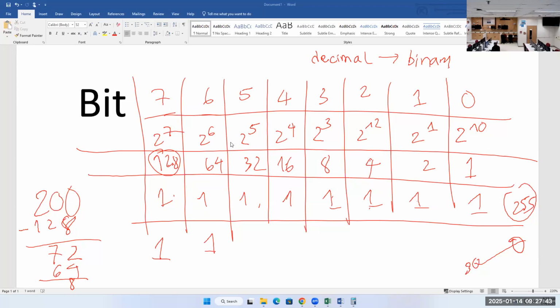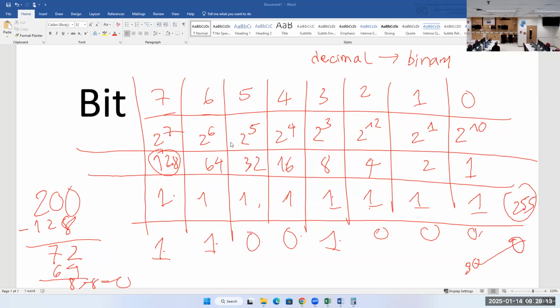I have 8 left. In order to make up 8, I don't need 32, so I put 0 here. I don't need 16 here, so I put 0 here. I need 8 here, it's perfect, so I minus 8 and have 0 left. That's why I have 0, 0, 0 here. So you see, 200, when I convert it to binary, is 1, 1, 0, 0, 1, 0, 0, 0. That's the way you convert it.